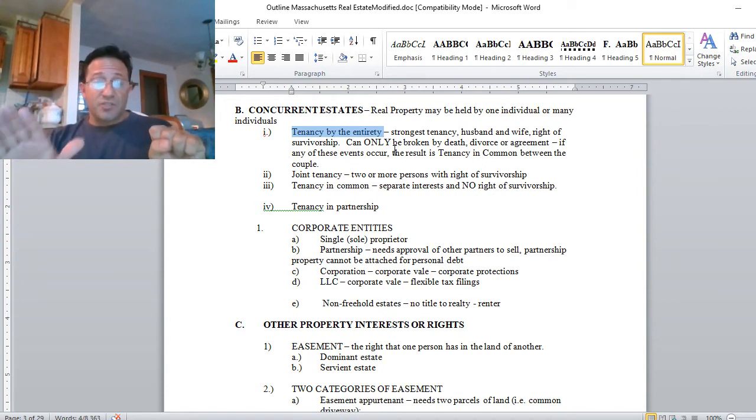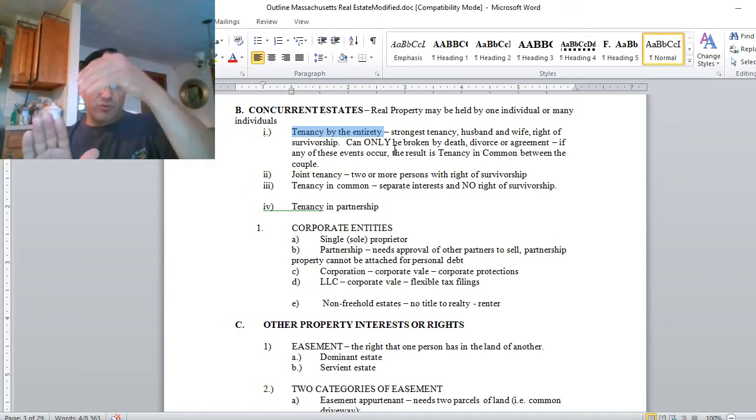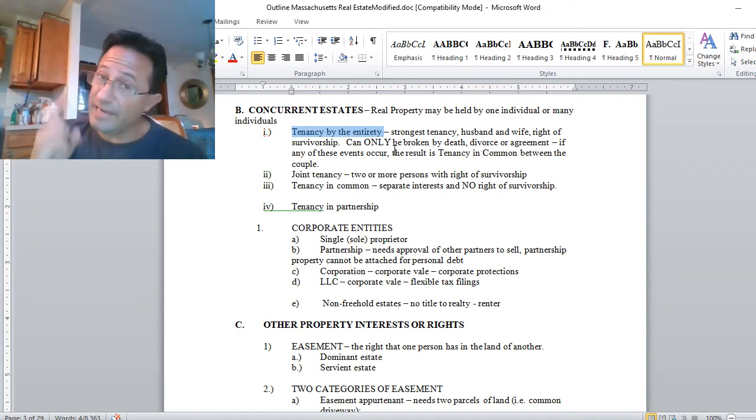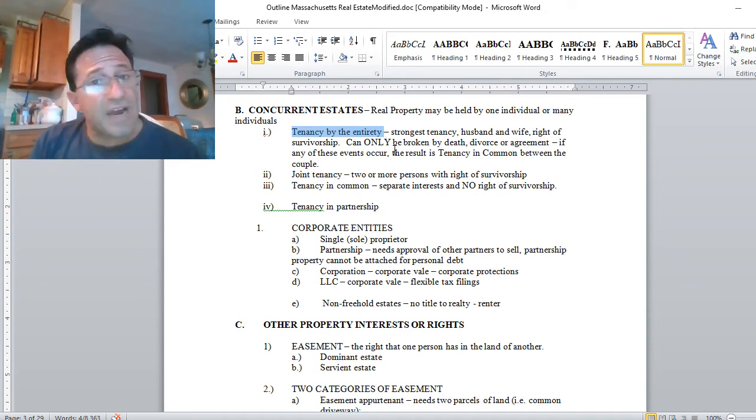Okay, and so there's a right of survivorship. The 50% transfers to the surviving spouse automatically by operation of law, no judge necessary. So that's one thing about a tenancy by the entirety. First of all, they have to be married. Second of all, there's a right of survivorship. If one dies, the other one receives title.